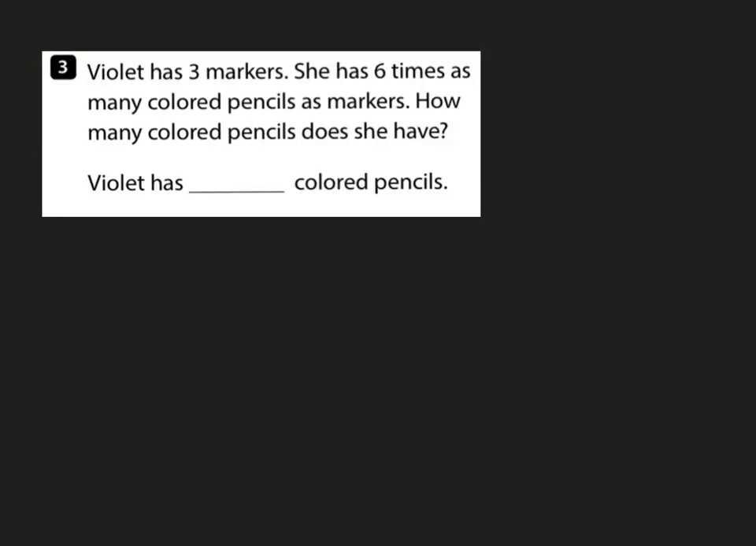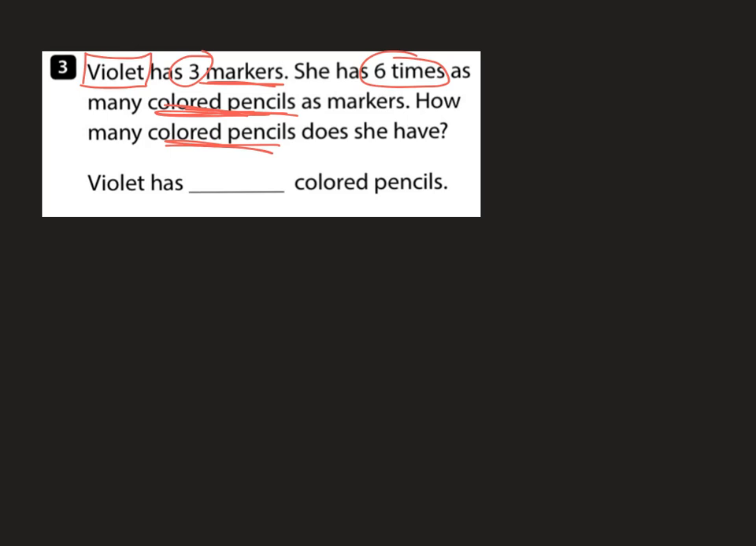All right, number 3. Violet has 3 markers. She has 6 times as many colored pencils as markers. How many colored pencils does she have?